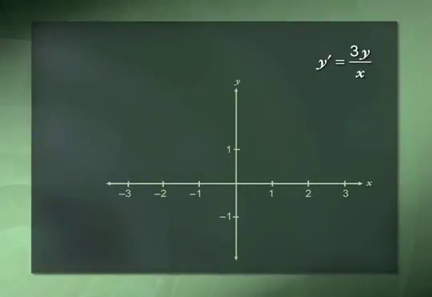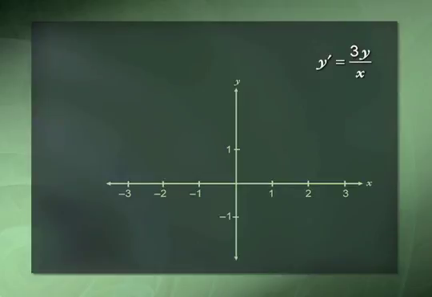You pick an x and y value, and then for that pair of xy points, you calculate y prime. And you draw a little line in the plane at the point you picked, representing the corresponding slope. Let's be more specific. We're going to look at y prime equals 3y over x, and I'll pick some points, and then I'll draw them in the plane.